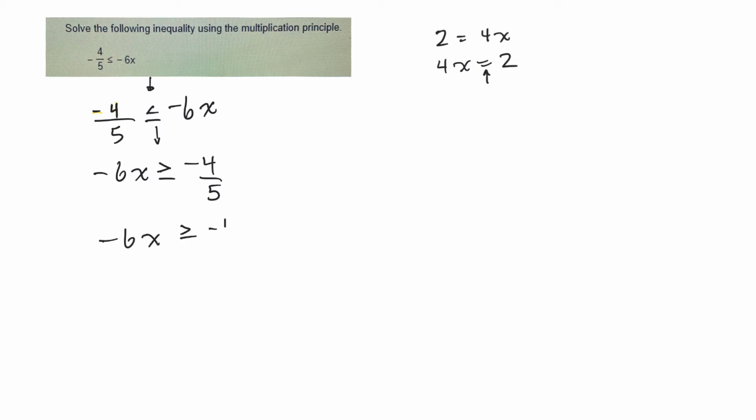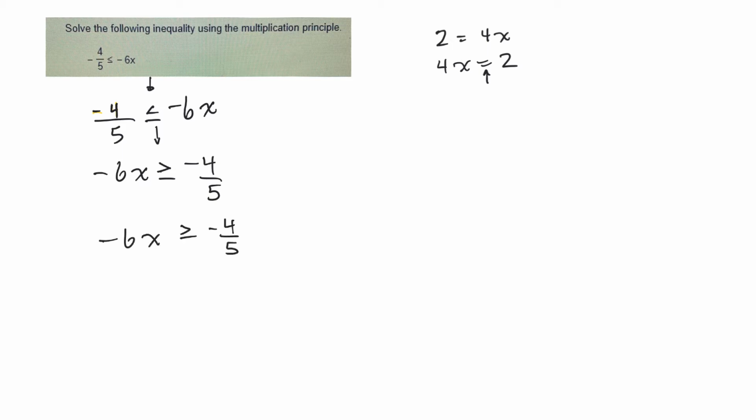Now, if you had something like 2 is equal to 4x, you could just switch that and say 4x is equal to 2, and you don't have to do anything with that. If you have an inequality like this, you have to switch the sign. So if I move my minus 6x to this side, I'm going to have to make it greater than or equal to negative 4/5. Okay, my stress level just went down.